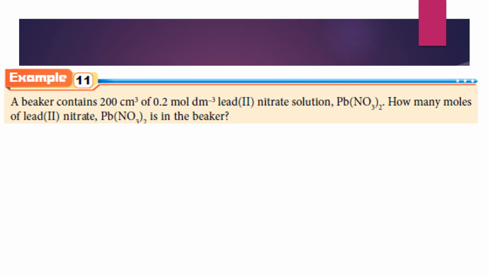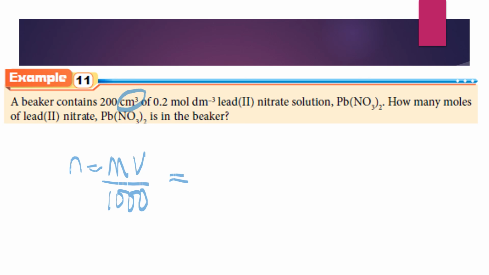Okay, a beaker contains 200 centimeter cube. See, the unit for volume is centimeter cube of 0.2 mole per decimeter cube lead II nitrate solution. How many moles of lead II nitrate in the beaker? Okay, so number of mole equals to MV, but since the volume given is in centimeter cube, you have to convert into decimeter cube, so you divide by 1000.